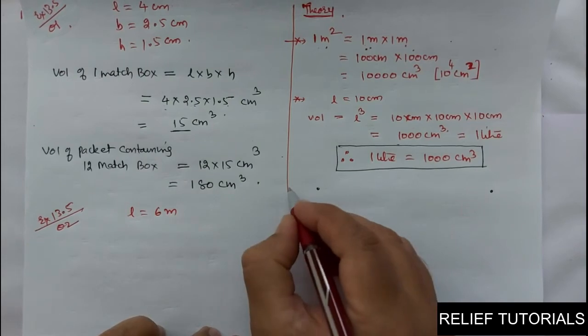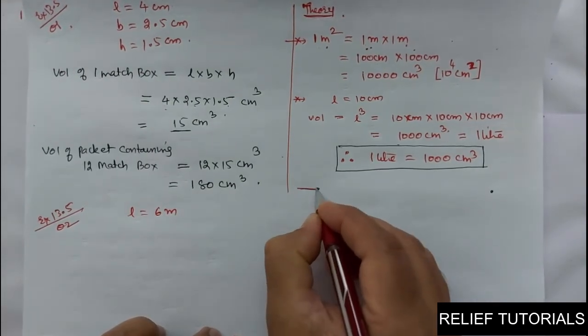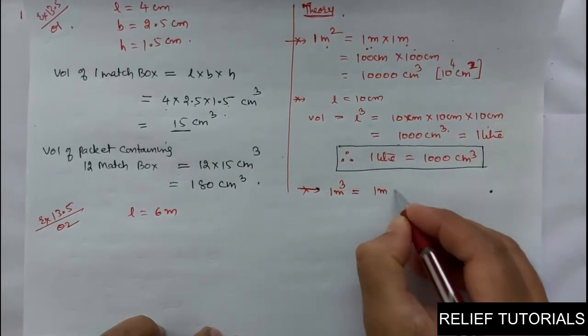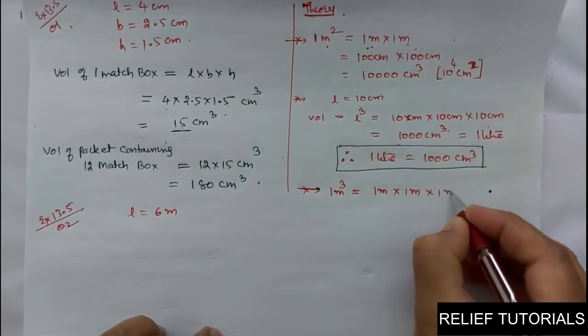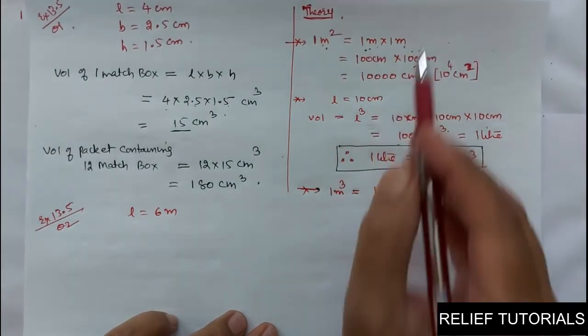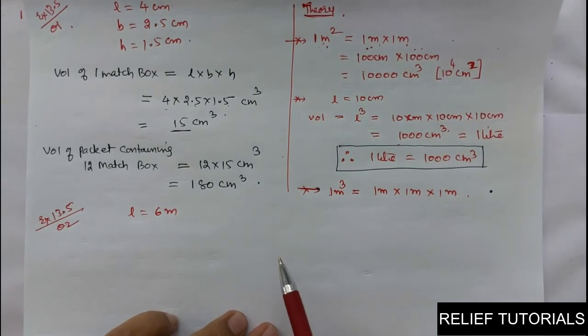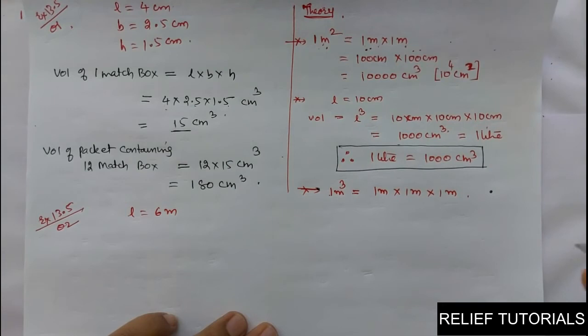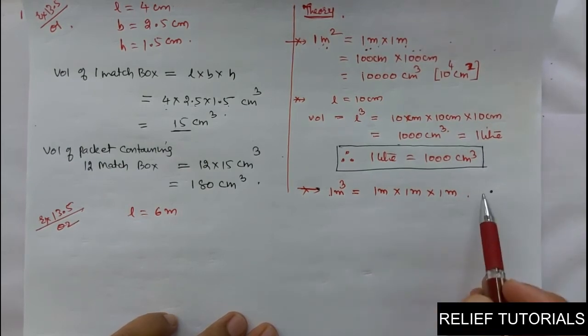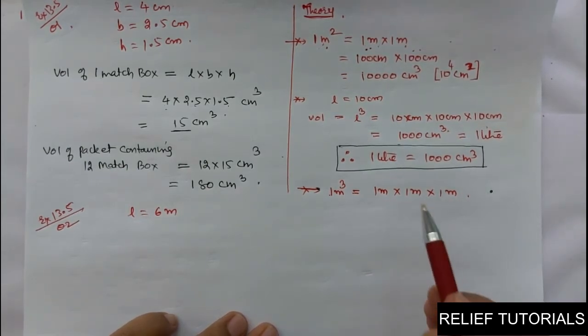Now if I say volume 1 meter cube, it means 1 meter into 1 meter into 1 meter. 1 meter cube means the volume of a cubical tank whose length is 1 meter, breadth is 1 meter and height is 1 meter. Think of an overhead tank in your house. If its dimensions are 1 meter length, 1 meter breadth and 1 meter height, how much water can it hold? We will find out.